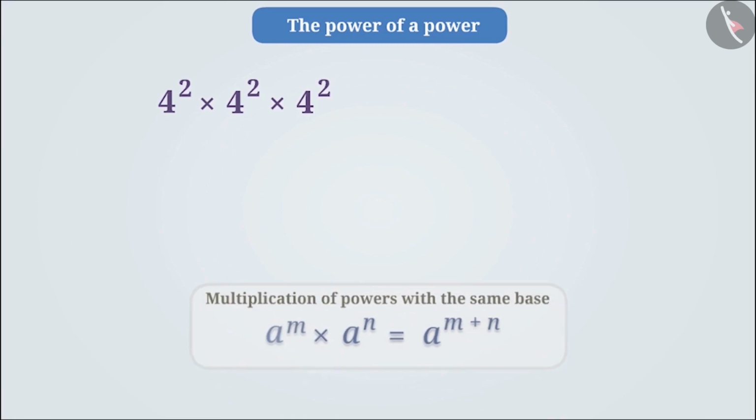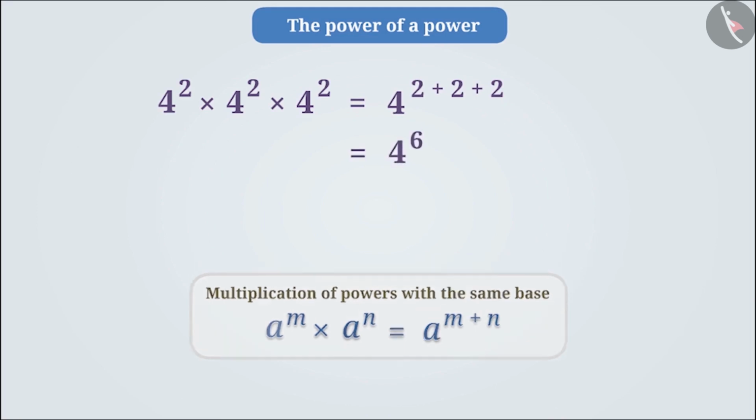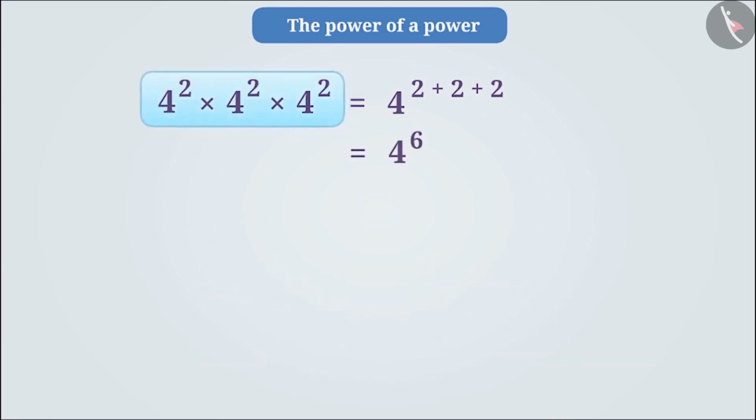Can we take the power of a power? Let's find out. Solve 4 square into 4 square into 4 square. According to the law of exponents, during multiplication, the powers of the numbers having the same base can be added, written as 4 to the power of 2 plus 2 plus 2, which is equal to 4 to the power of 6. But if we look closely, 4 square has been repeated 3 times, which is why we can write it as 4 square to the power of 3.